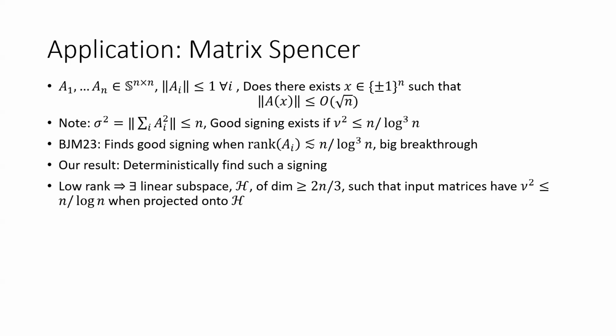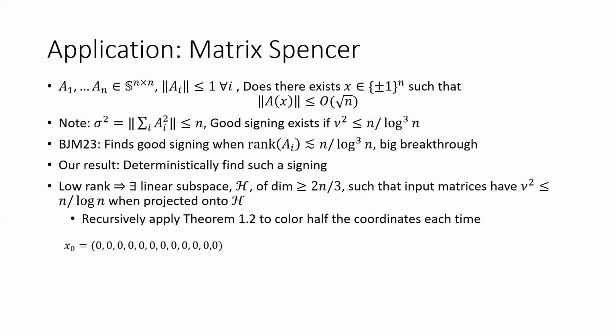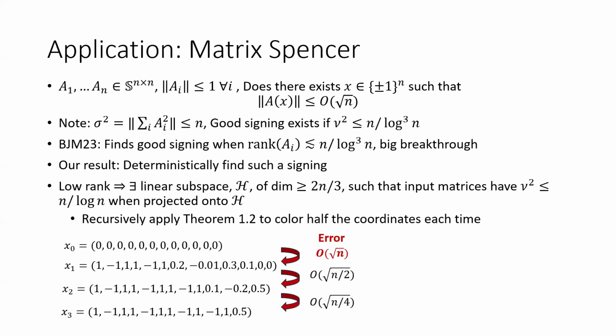And this allows us to sign at least half the coordinates of x. And then you just repeatedly apply this over and over again, where each time your error geometrically decreases. And this is how you do your signing. Anyway, the details of this are not super important. The main thing is that we can find a de-randomization of this result.